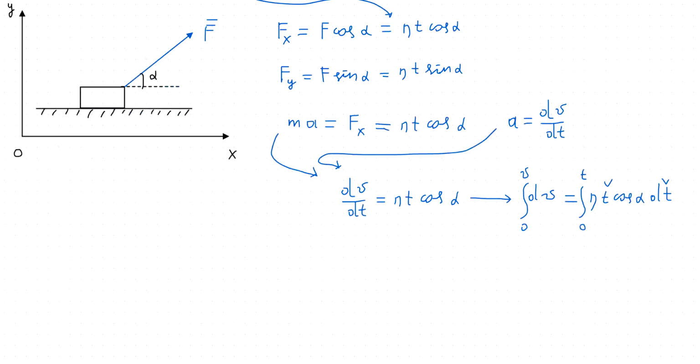Okay, and after integration, we will get v is equal to eta t to the power of 2 cosine alpha divided by... I have forgotten something. I have forgotten m.